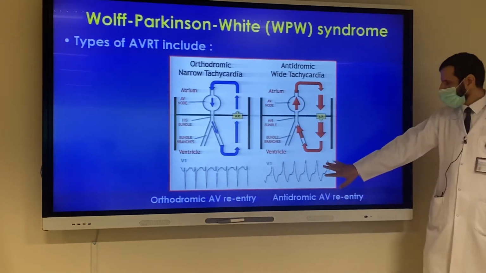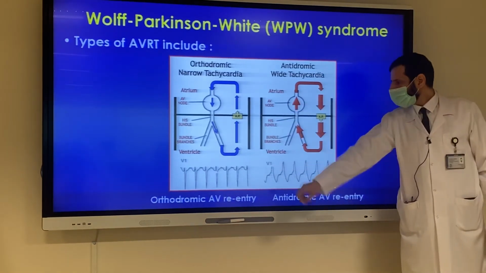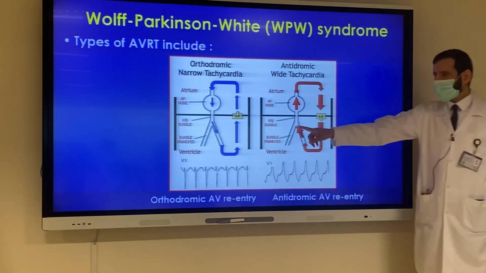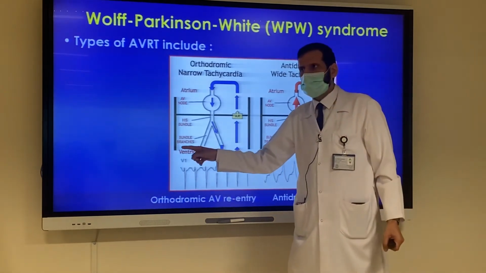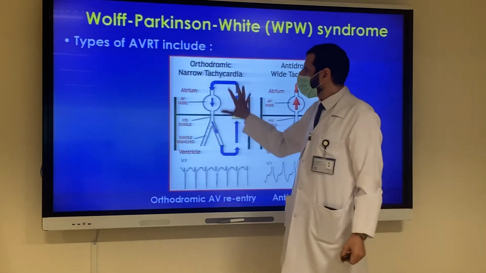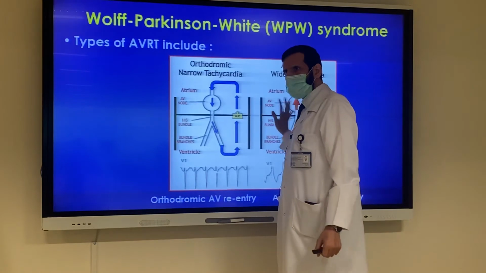The ECG with this condition would be a wide QRS complex, and the differential diagnosis is that of wide QRS complex. 90% of the time, SVT is orthodromic. 10% is antidromic. So that's why we concentrate on the pathway in this way more than this one, because this is the common one.